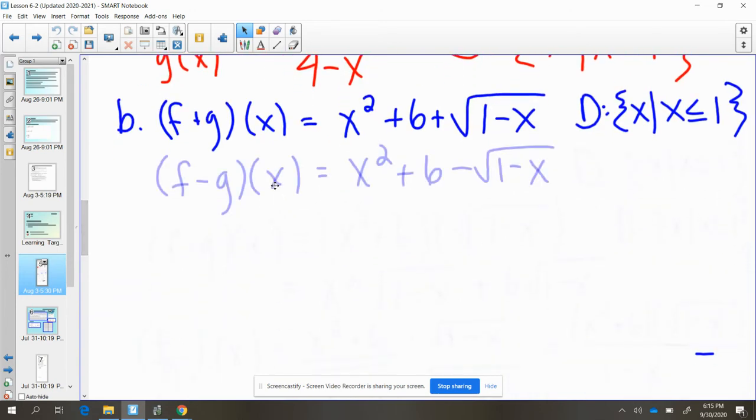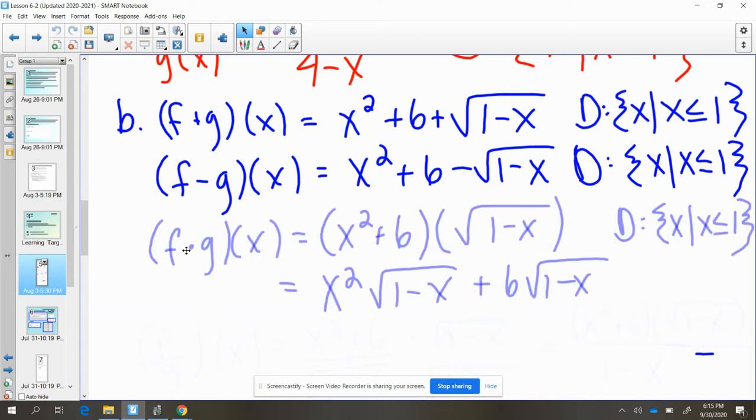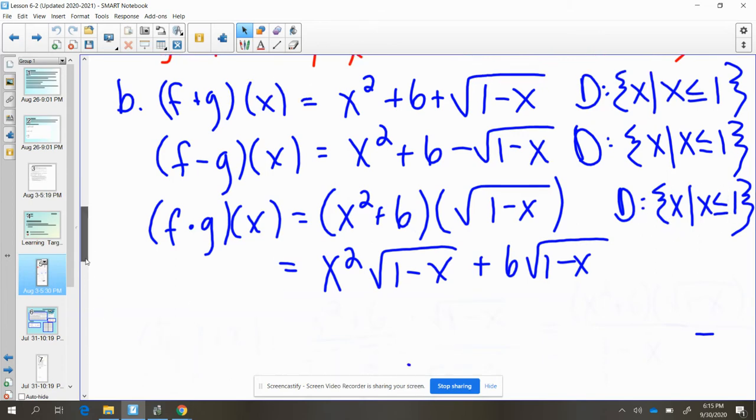Okay. Same kind of idea here with the subtraction. Really all we're doing is changing that to a subtraction sign. Again, the domain is x values that are less than or equal to 1. For the multiplication purposes here, when we expand out, just kind of expanding with that square root in there, again, domain, anything that is less than or equal to 1 is all that's possible.